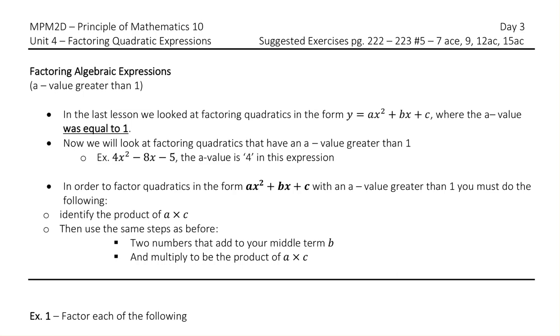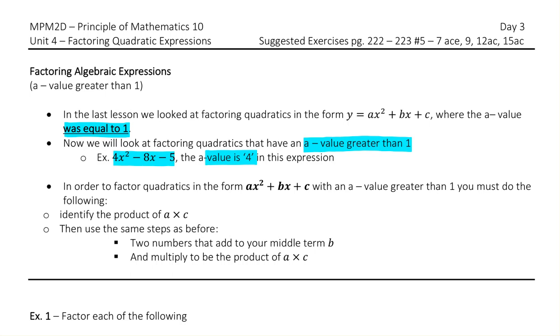As I was just saying, we looked at factoring quadratics where the A value was equal to 1, and that was last time. Now we're going to look at factoring quadratics that have an A value greater than 1. If you look at the equation here, 4x squared minus 8x minus 5, the A value here is 4. Every quadratic that we look at today is going to have an A value greater than 1, and it's going to follow the same steps. There's just a little bit more work that we have to add to what we did last time.